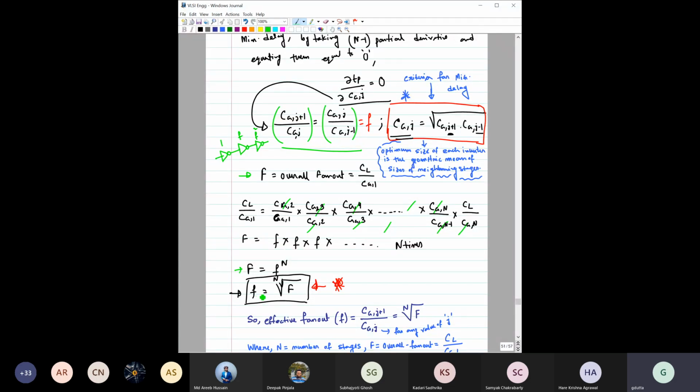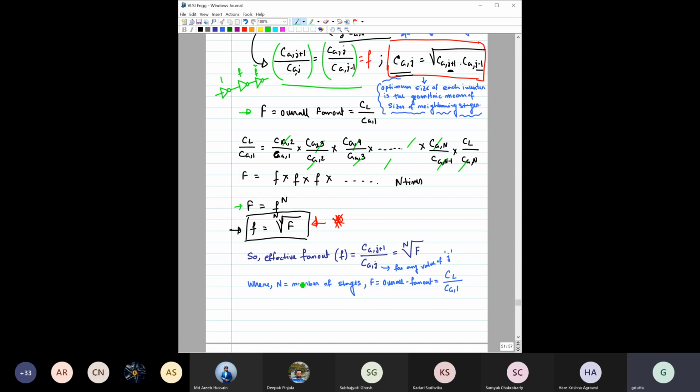So from here we can see that F should be equal to the nth root of the overall F. So this is basically the criteria. If we make this F, the effective fan out, the nth root of the overall fan out, then we will get the delay which is minimum, right? So we now know what should be the criteria for this.